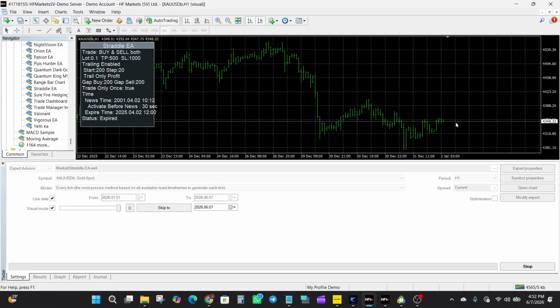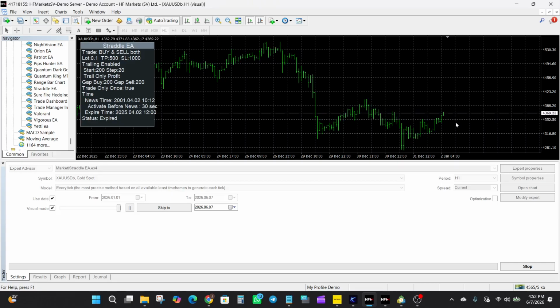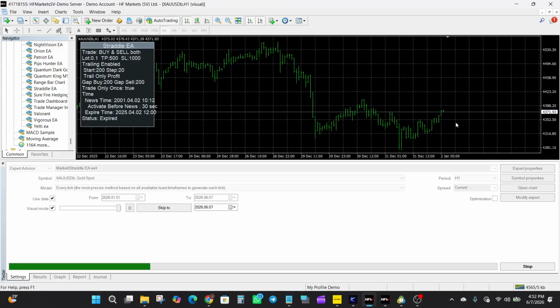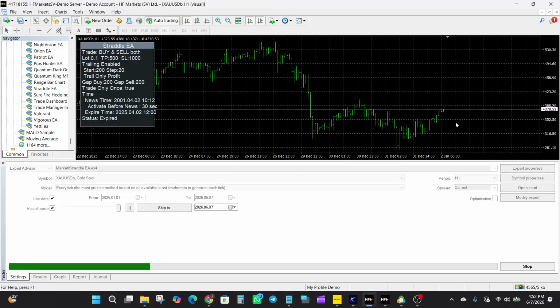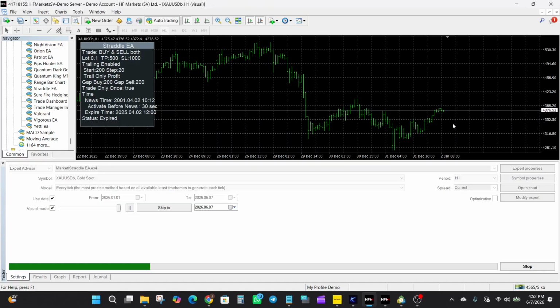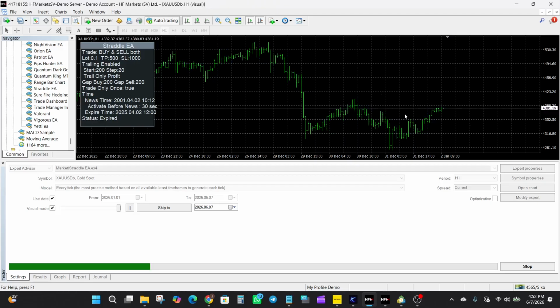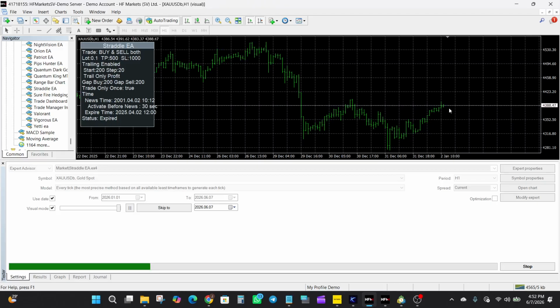Looking at the historical activity, the key thing that I want to observe is how the EA reacts during these short volatility windows. Since the system uses a straddle approach with pending buy stop and sell stop orders, the main focus is on whether price breaks strongly in one direction after activation. Okay, so now we are looking at the EA in action, and I'm still waiting for the first set of orders to be executed.